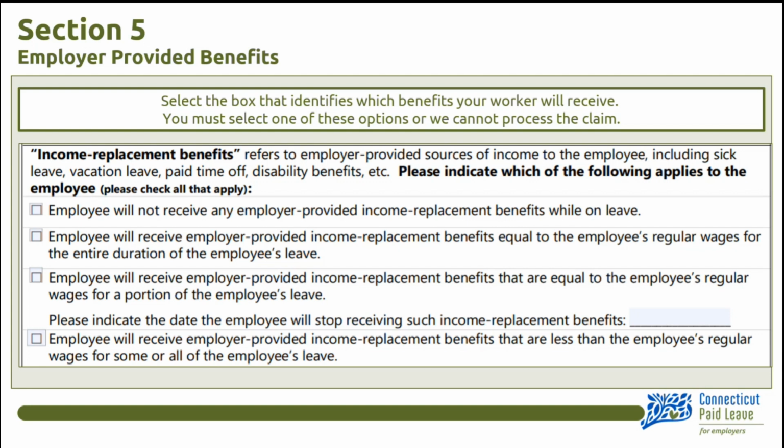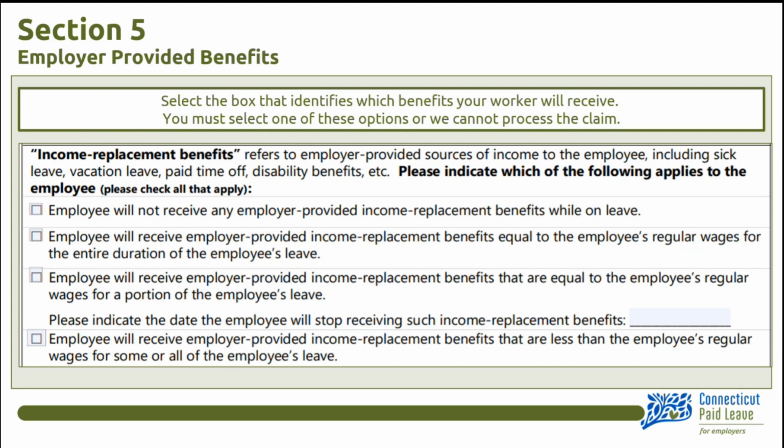Check the third box if you are providing your employee with an amount equal to 100% of their wages, but for only a portion of their leave. For example, if your employee needs to take 6 weeks of leave and will use their PTO for the first 2 weeks, check this box. We will also need you to tell us the day their PTO will stop so that we can start paying Connecticut paid leave benefits as of the next working day.